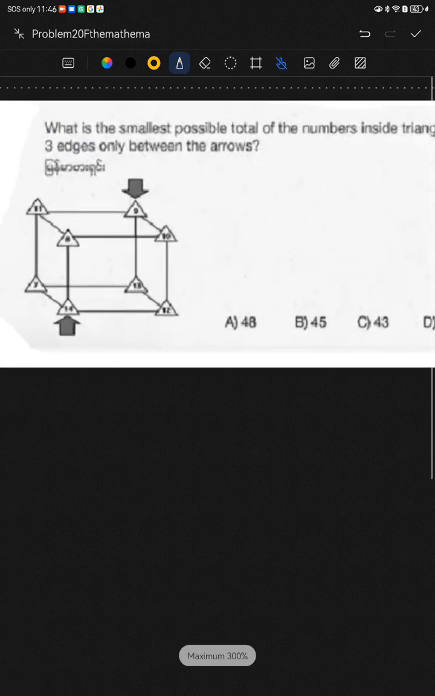If you can't make it out, the first triangle is 9. The second, this one, 11. This one is 7. This one is 8. This one is 10. This one's 13. This one is 12. And this one is 14. Okay, but what I did, instead of starting from the start, I start at the finish and then work my way to the start.